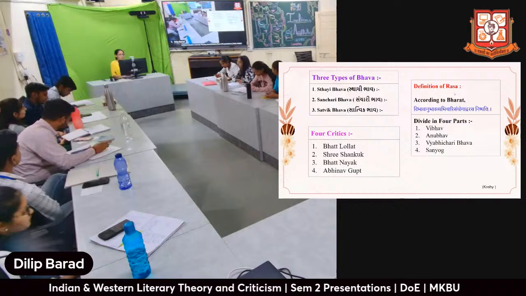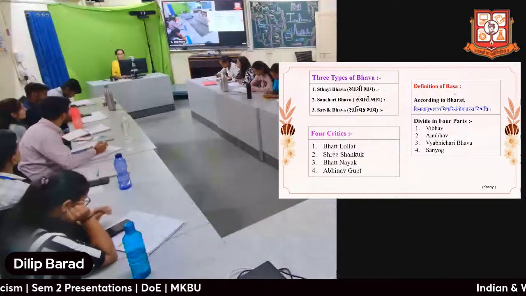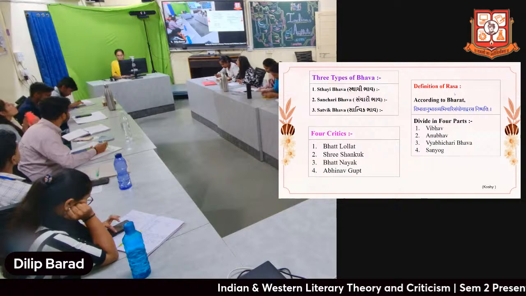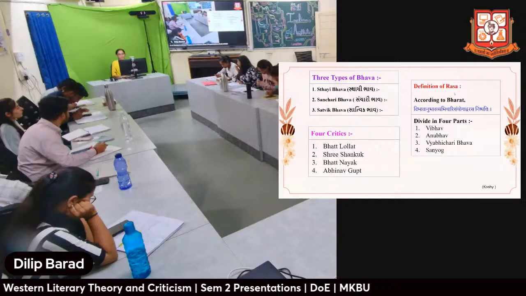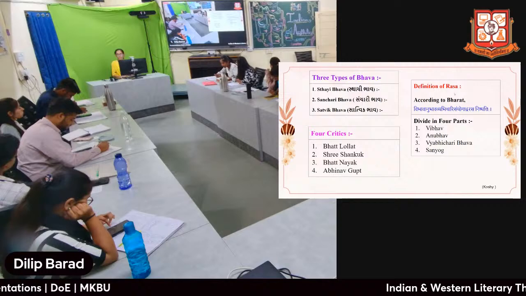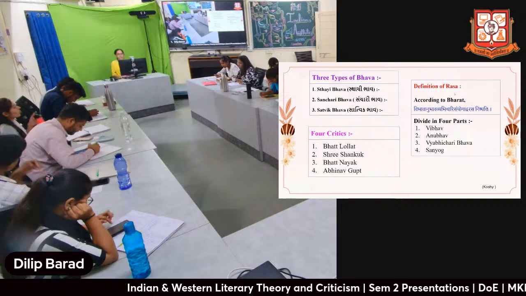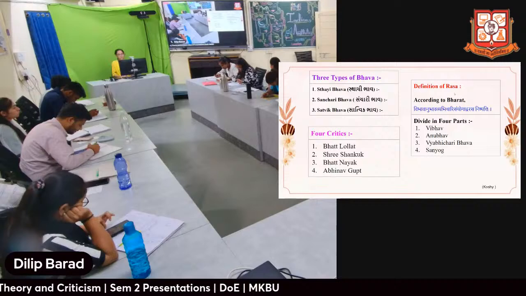Definition of Rasa according to Bharat: vibhavanubhava vyabhichari sanyogad rasa nishpatti. It is divided into four parts: vibhav, anubhav, vyabhichari bhav and sanyog. Vibhav is divided into two parts: uddipan and alambana. Four critics who wrote on rasa are Bhatt Lollat, Sri Shankuka, Bhatt Nayak and fourth Abhinavagupta. This information is taken from Swapna Koshya's text.